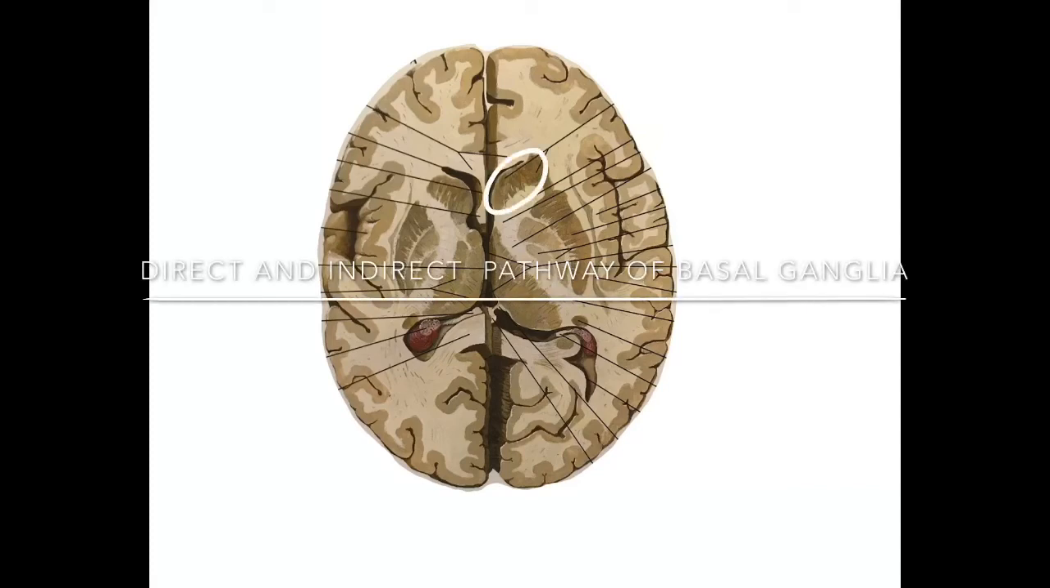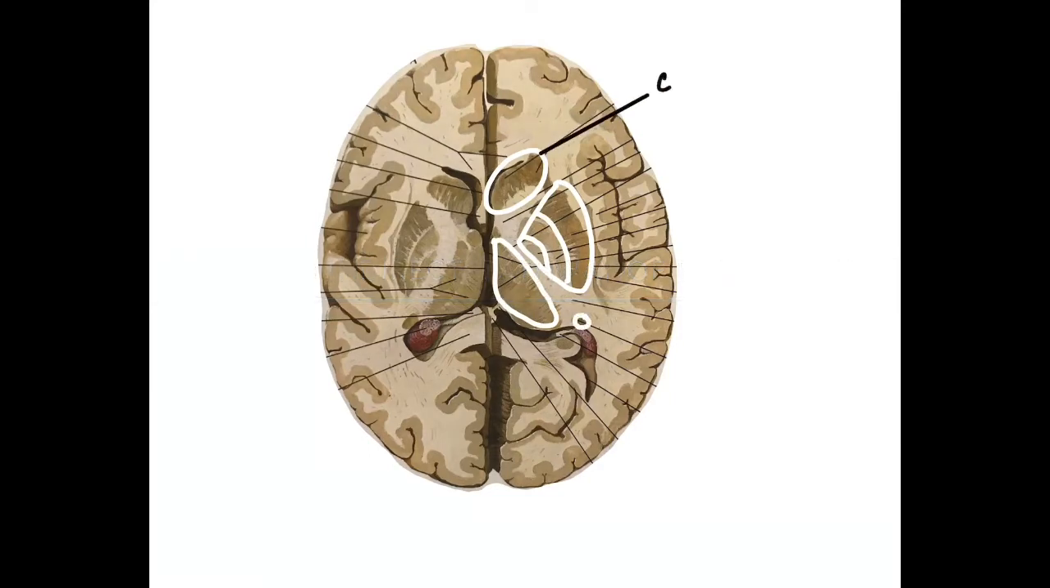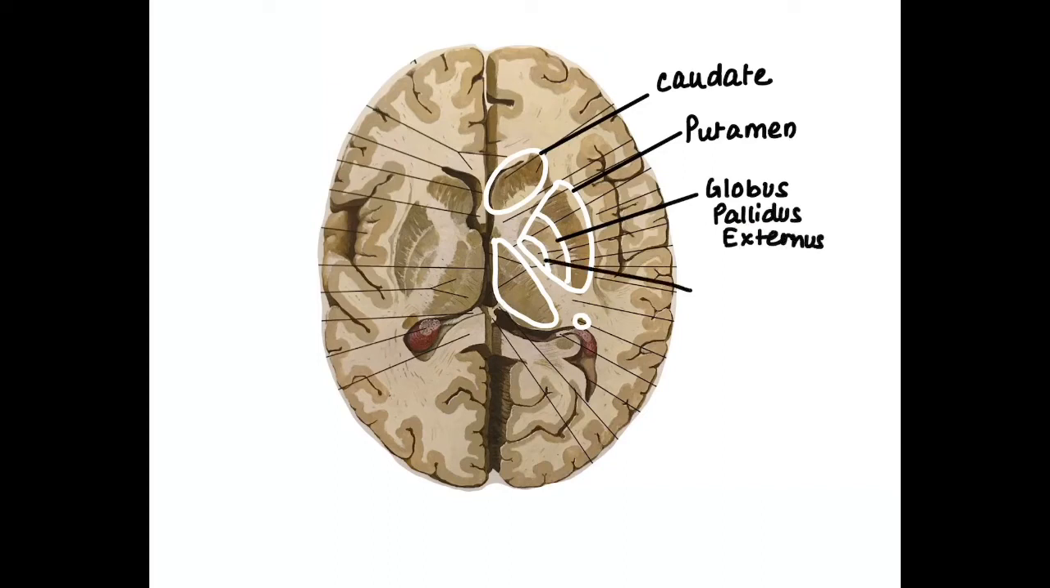So let us start with revising the basic structure of basal ganglia and all the structures that we need to know before diving into the functioning. So that is the head end of the caudate nucleus, and that would be the tail end. Then we have the putamen. Right medial to it, we have the globus pallidus externus. And we have the globus pallidus internus.